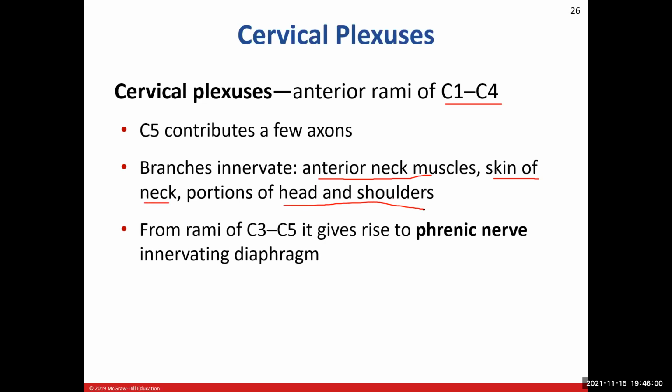Does anybody happen to know what innervates the face for sensory input? I'll give you a hint. It is not a spinal nerve. Remember, there are two types of nerves that we deal with: spinal nerves, and the other type of nerve that comes off the brain, called a cranial nerve. It's one of your 12 cranial nerves. Does anyone recall?